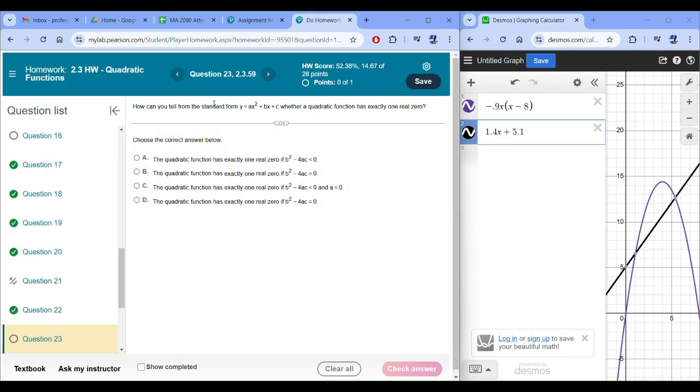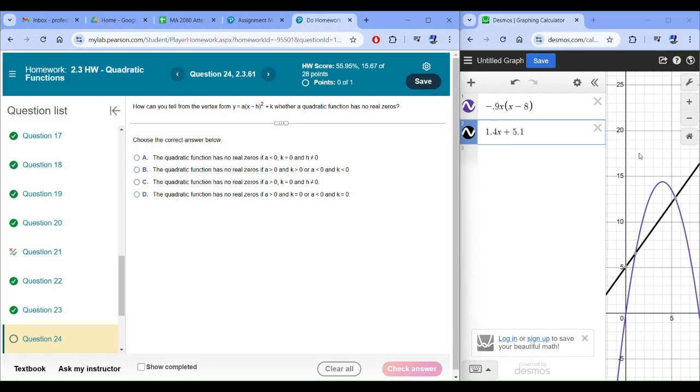How can you tell from the standard form y equals ax squared plus bx plus c where the quadratic touches it has exactly one real zero? So here you'd have to use the discriminant, and the discriminant says that when you plug in b squared minus 4ac, if it's equal to 0, there's one solution. If it's a positive number, there's two solutions. If it's a negative number, there's no real solutions. Oh, this is vertex form.